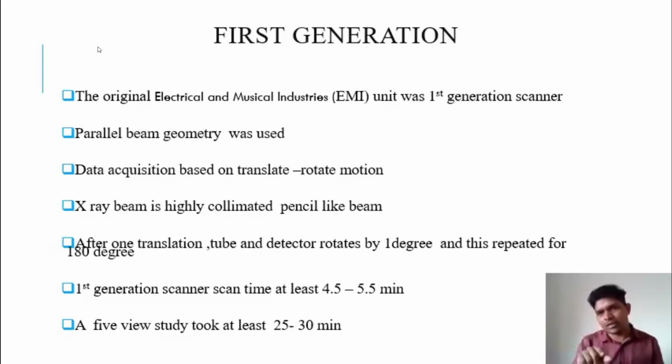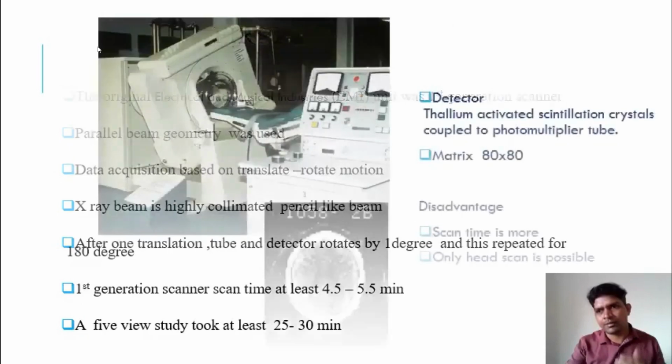Once it goes again, it will come back to zero and start again with 180. Usually one movement will take 4 to 5 minutes. If you want to get one complete scan, they used to take 25 to 30 minutes.